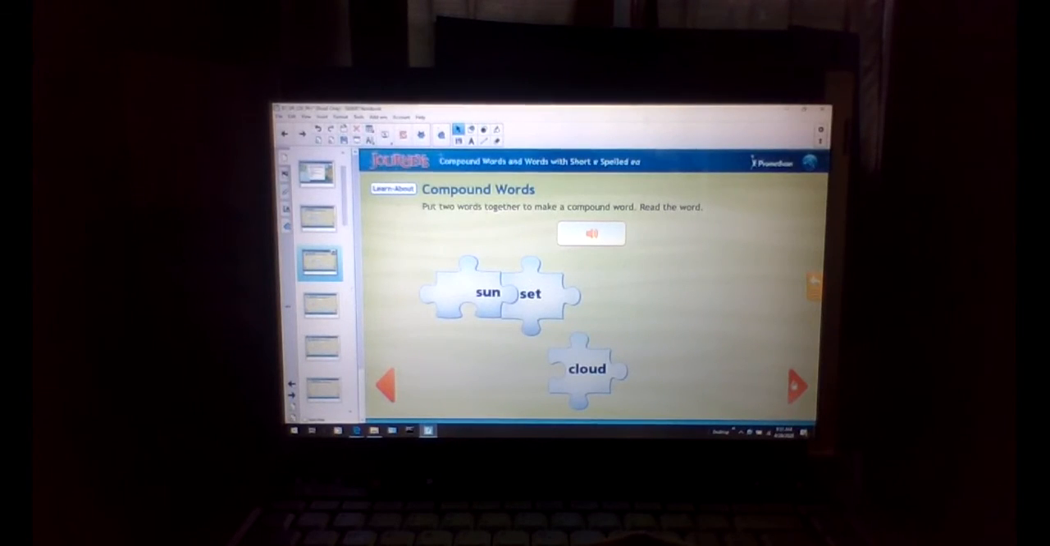Let's try another one, boys and girls. We have play, game, and pen. You might not know what this is, but I think it's going to be a playpen. Playpen. Good job, boys and girls. Let's try another compound word. We have foot, sock, and ball. Have you ever heard of a foot sock or a football? Let's see. Football. Good job, boys and girls.